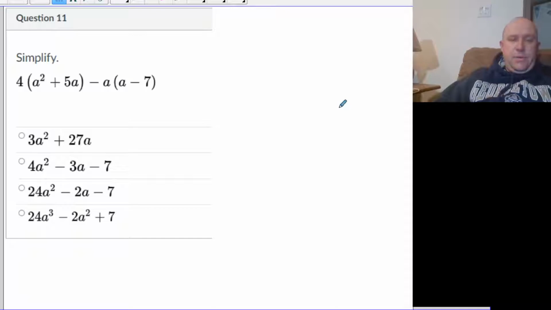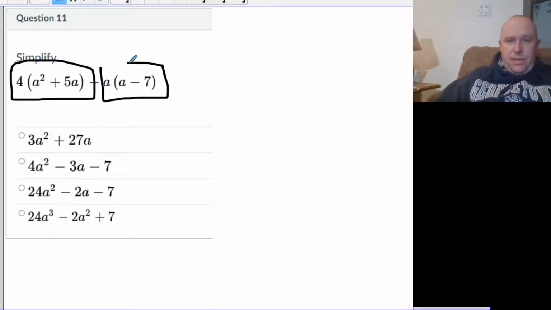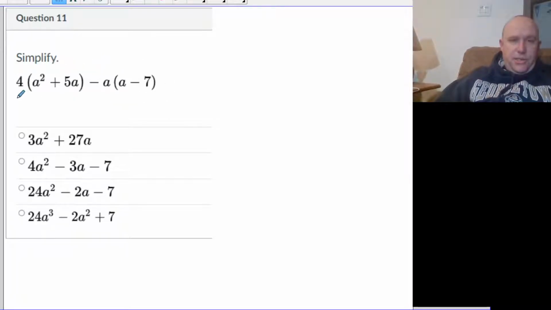Question 11, I think, is the most difficult one on this section of the test, because we have a distributive rule question, but then we have another set of parentheses. So we have another distributive rule question at the end here. So we kind of just have to break it down into separate questions. So we'll focus on this one first, going left to right.